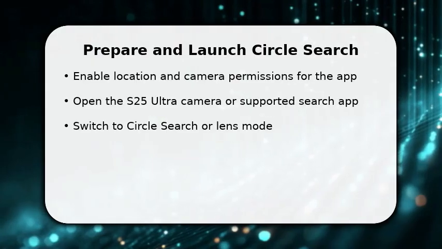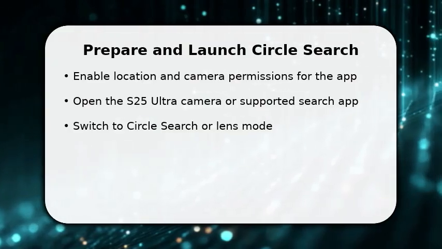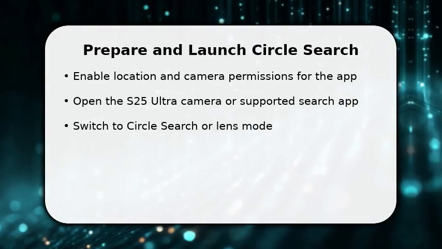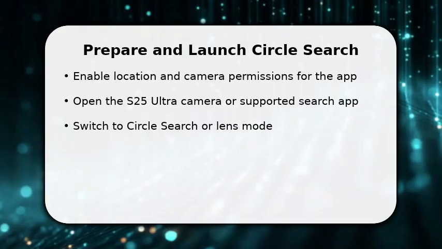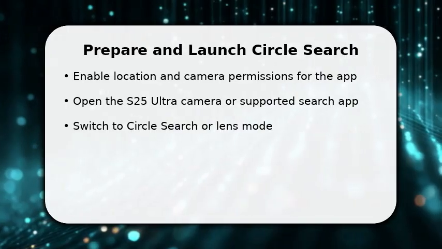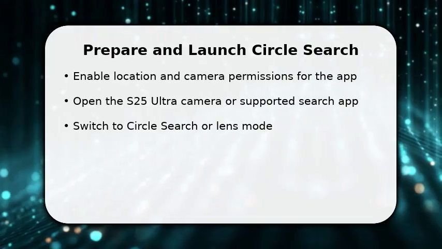You start by granting permissions so the system can analyze surroundings. Without location and camera access, circle search won't function properly. Once permissions are set, open the S25 Ultra camera or the dedicated search app and select lens or circle search mode. Make sure to choose a well-lit subject and hold the phone steady.